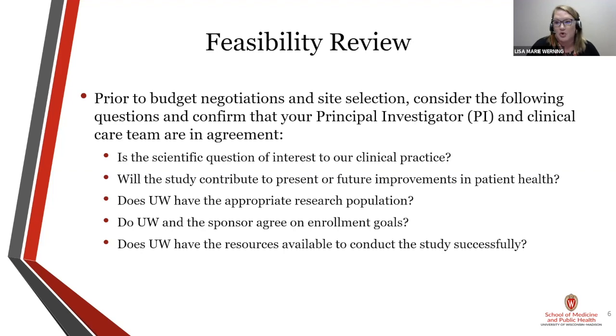Also, will the study contribute to present or future improvements in patient health? Does UW have the appropriate research population? Nothing is worse than starting a clinical trial where we just can't enroll because we don't have the population. Does UW and the sponsor agree on enrollment goals? If the sponsor wants you to enroll 5 people a month, but the PI says we only see 2 people a month, what kind of discussion do we need to have around that? And then does UW have the resources available to conduct the study successfully?